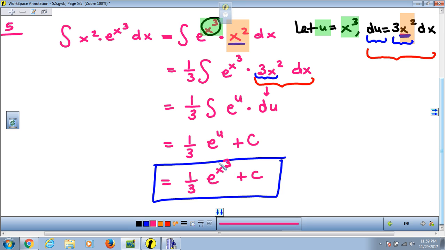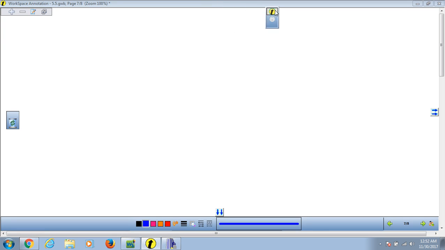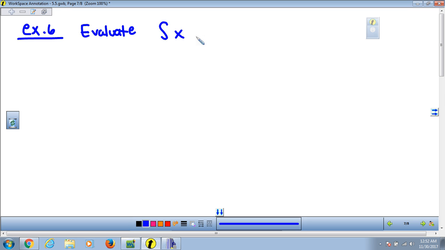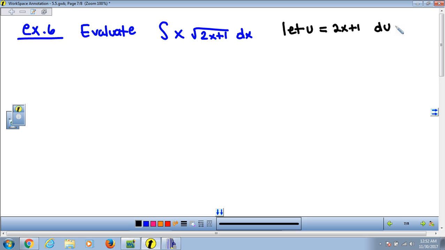Okay, the next problem is going to be example number 6. And we have to evaluate the following integral: x times the square root of 2x plus 1 dx. First thing, you're going to let u be 2x plus 1. The derivative of u is going to be 2, with respect to dx.